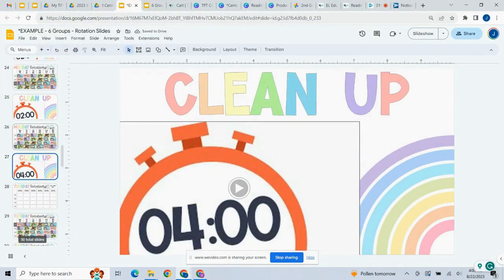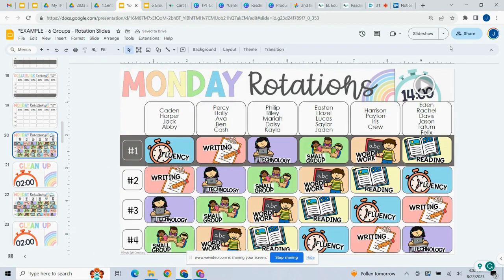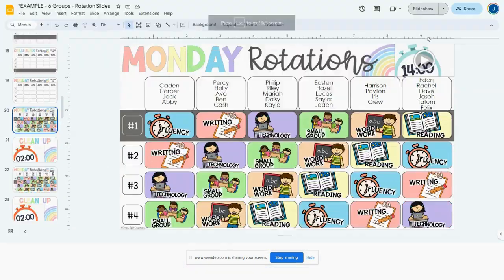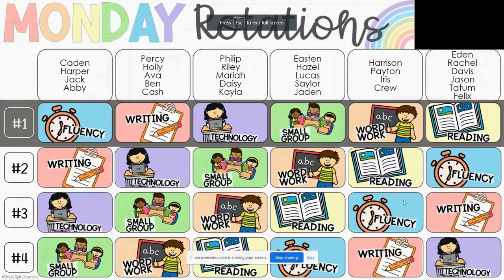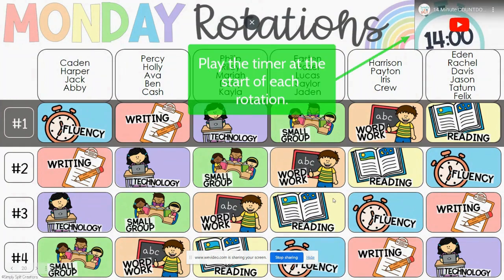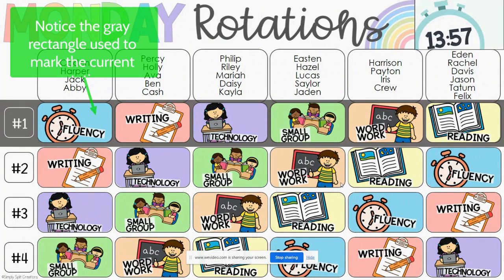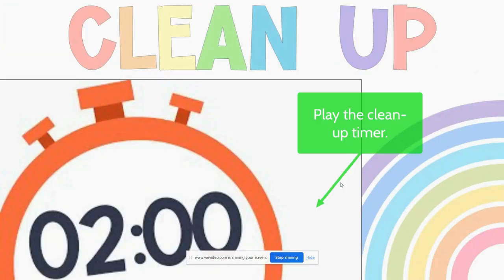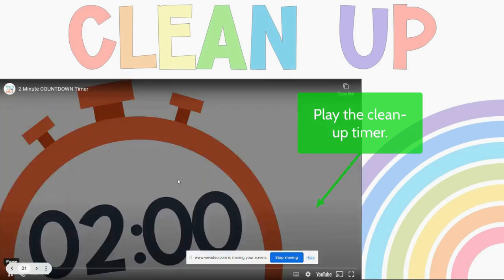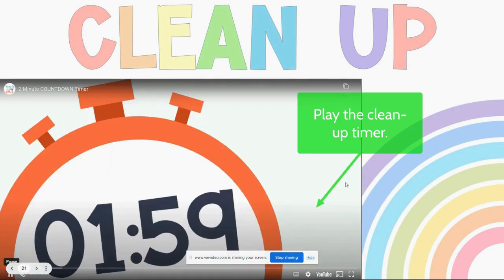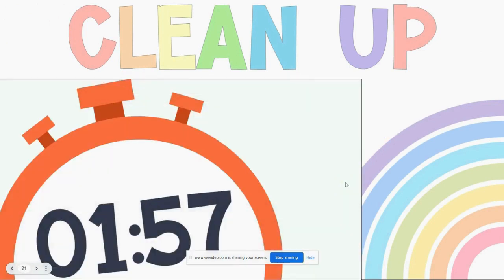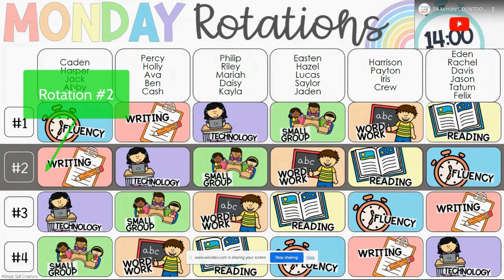And then I will show you what it looks like with all of the slides together, as if you were presenting them during centers. So you can just select straight from present mode the timer in the corner, and then you'll find that there's this gray little box that marks each of the rotations. And then when you click next, it takes you to the cleanup timer.